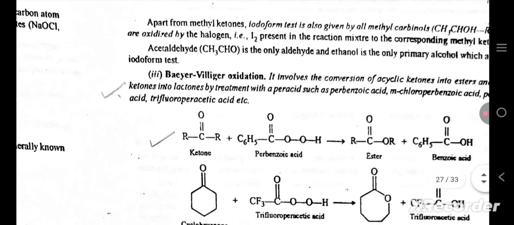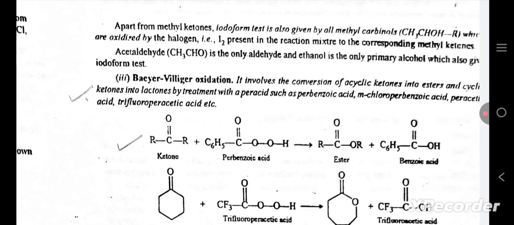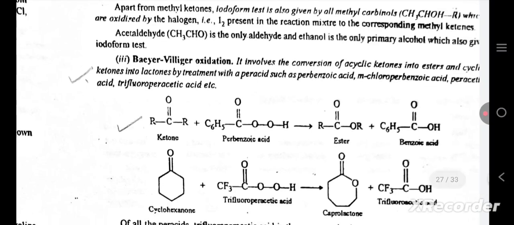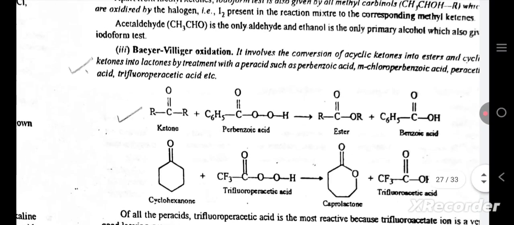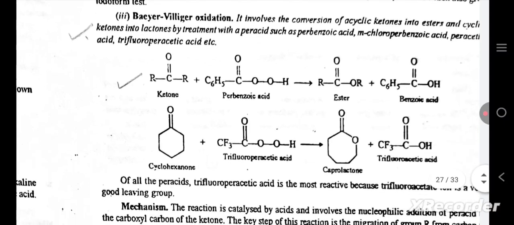Apart from methyl ketones, iodoform test is also given by all methyl carbinols, which are oxidized by the halogen I2 present in the reaction mixture to the corresponding methyl ketones. Acetaldehyde, CH3CHO, is the only aldehyde and ethanol is the only primary alcohol which also gives iodoform test.